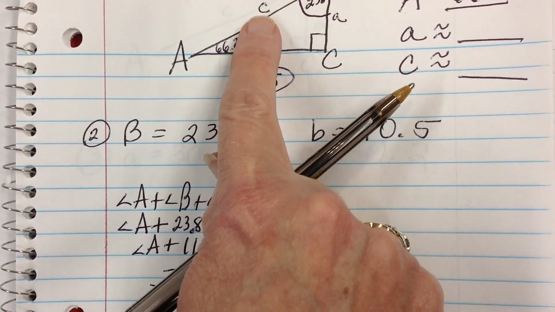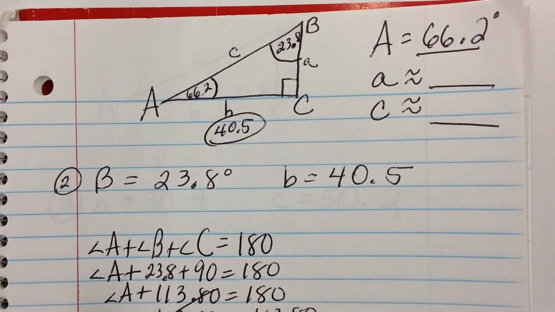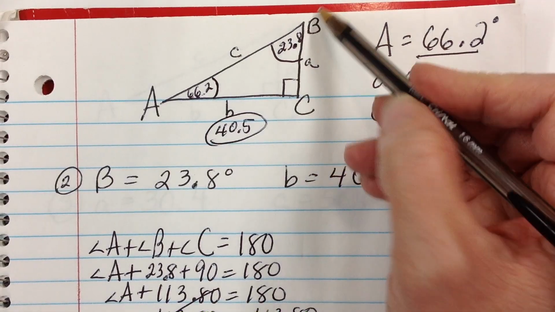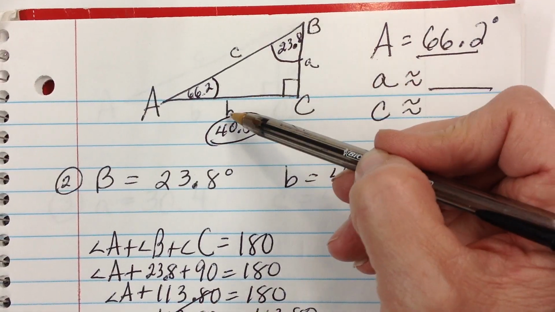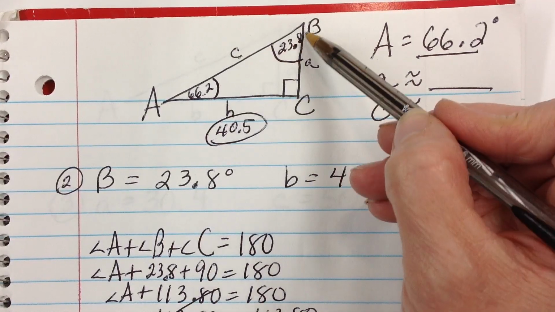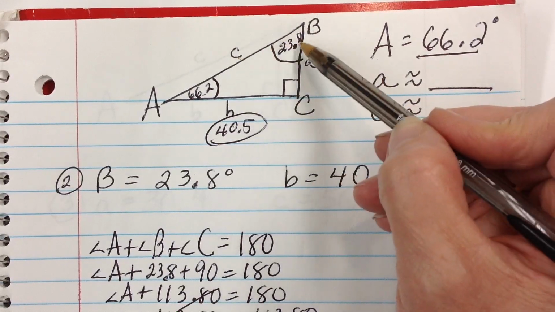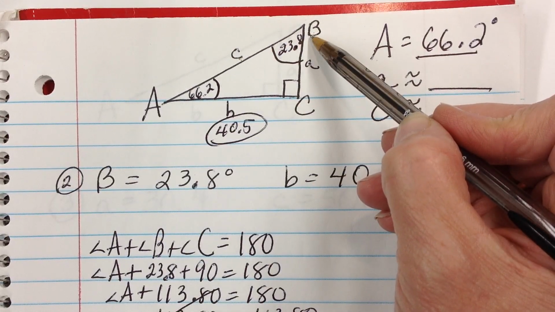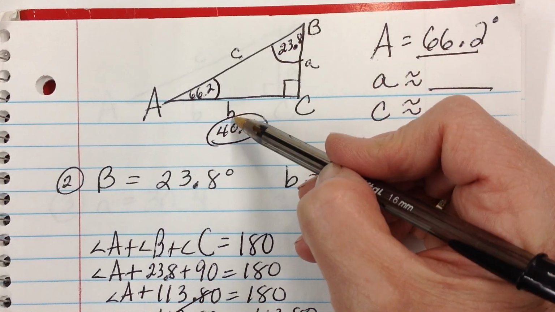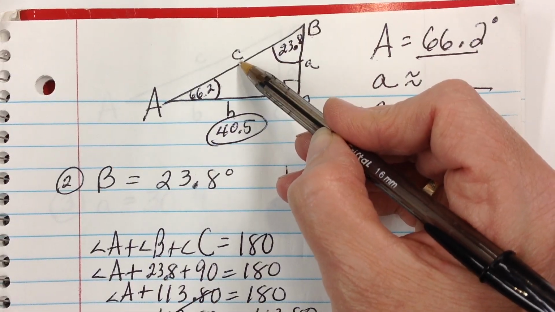All right, let's search for C. I know B. This time I'm going to set up a proportion to find C. So what's the relationship with angle B and side B and side C? Well, side B is opposite angle B. Side C is the hypotenuse. So what trig function can we use that involves opposite and hypotenuse? That's going to be sine.